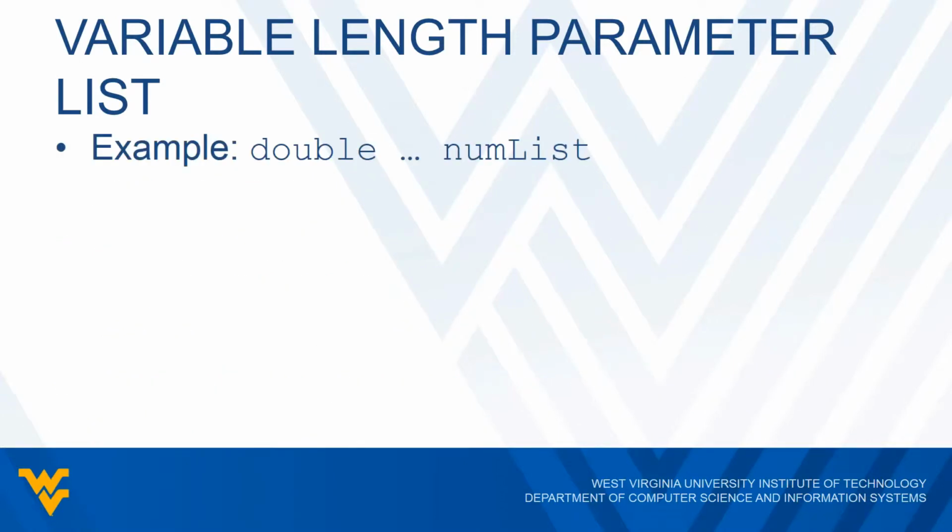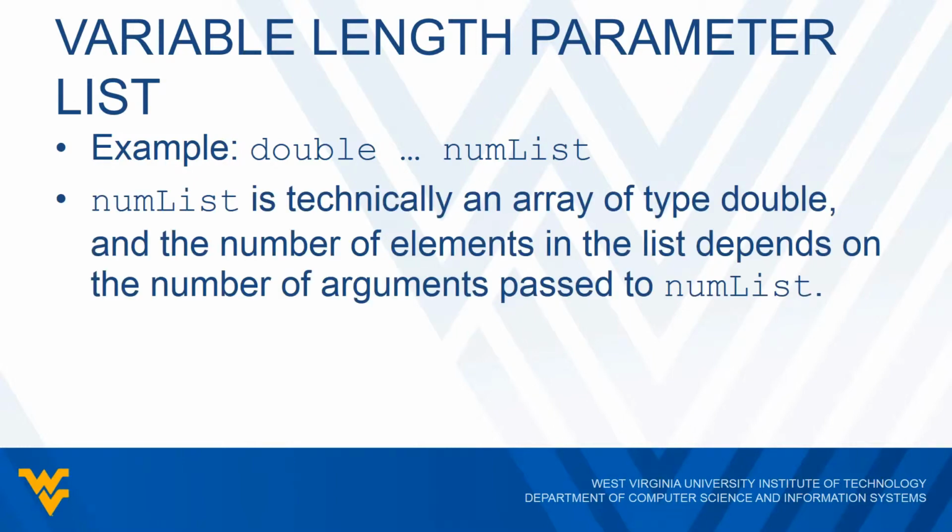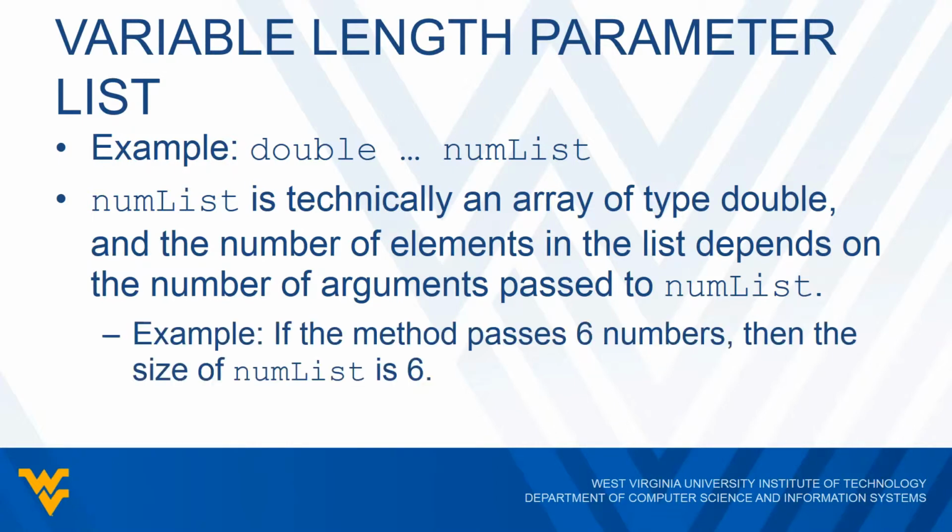Here's an example of having a variable length parameter list. We can just have double and then 3 dots and then numList. In this case, numList is basically an array of type double. And then the number of elements in the list depends on how many arguments are actually passed to numList. So for example, if the method passes 6 numbers in the list, then the size of numList is going to be 6. So the size of our array here is going to depend on how many values we actually pass when we call the method.